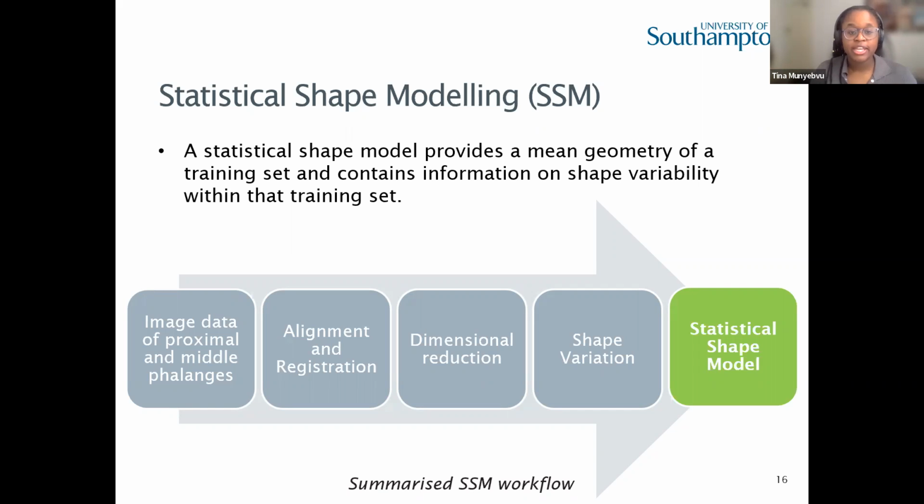So mathematically, it takes an original data set, so these 10 right-hand image datasets, and transforms it into a new set of variables, which are unrelated, but they're ordered so that they contain the first few modes of variation. And a mode is a type of variation observed in a population. For example, size, curvature, joint space, any differences they see within the data.